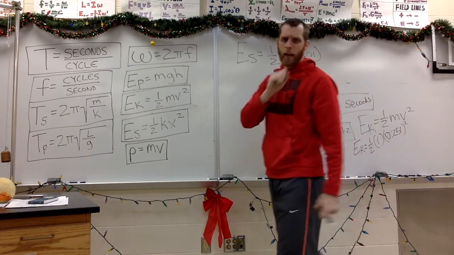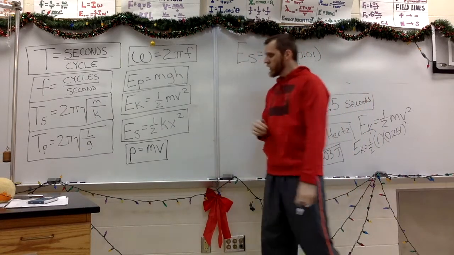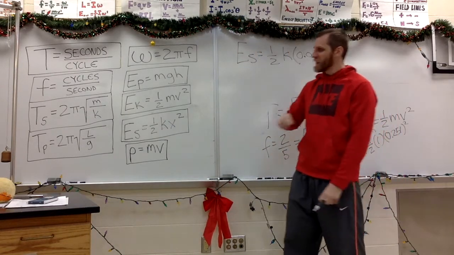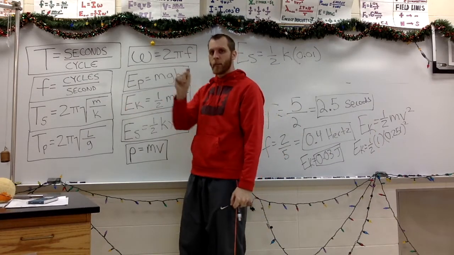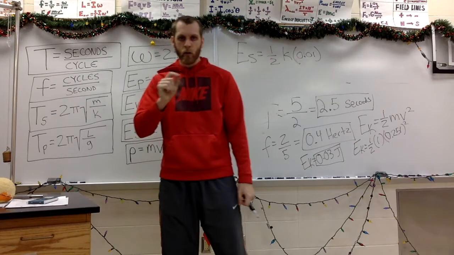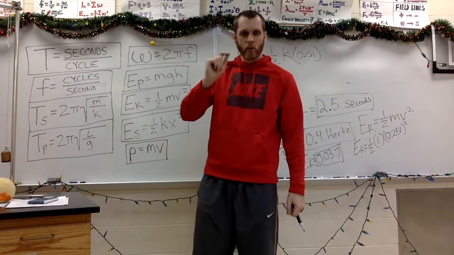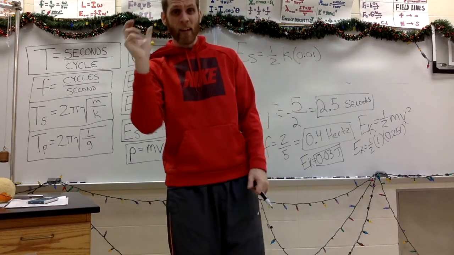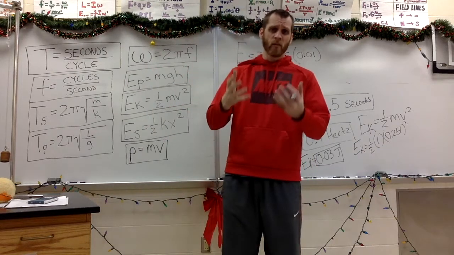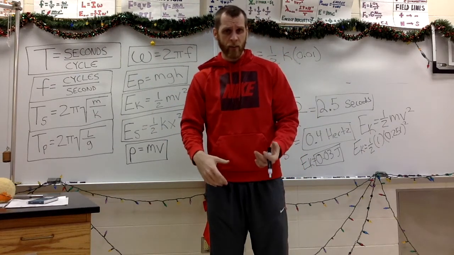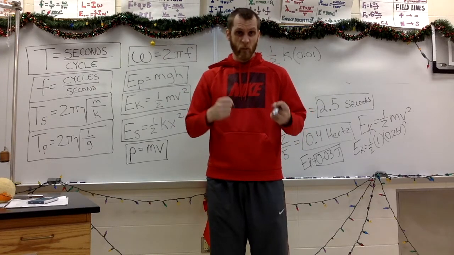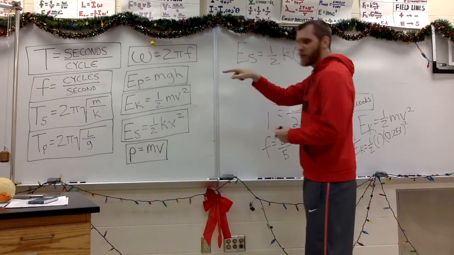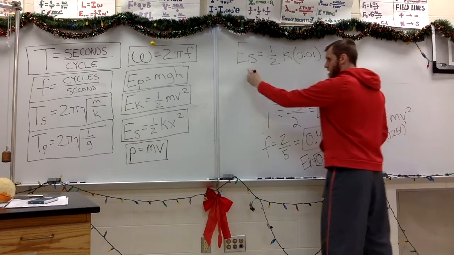How do I figure out k? Well, the only other equation that has k in it is this equation right here, the period of a spring. The period of a spring can be determined by the equation of 2 pi times the square root of the mass divided by the elastic constant. So as the mass goes up, it takes a longer time to oscillate. As the elastic constant k goes up, it's quicker because the spring is stronger. So I'm going to solve for k using the period of a spring.